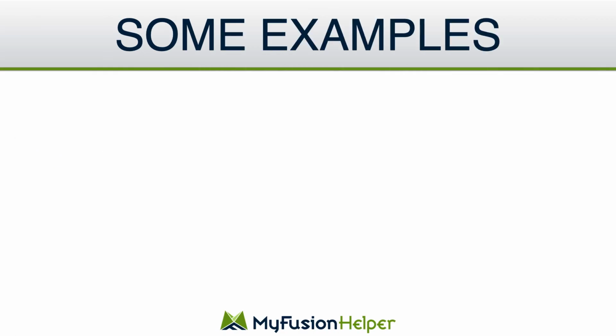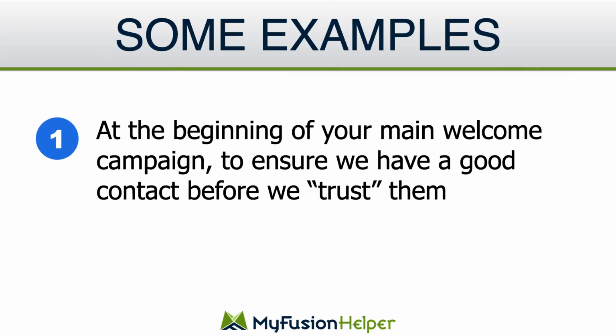Alright, so some quick examples here. One is at the beginning of your main welcome sequence and campaign. Let's ensure that we actually have a valid email, that it isn't a spam, that it isn't a bot, or any email address that's going to potentially hurt our reputation score and potentially get us flagged so we can't send out email anymore. So we want to build that trust right out of the gate. So we want to ensure a contact has a good email address before we trust them.